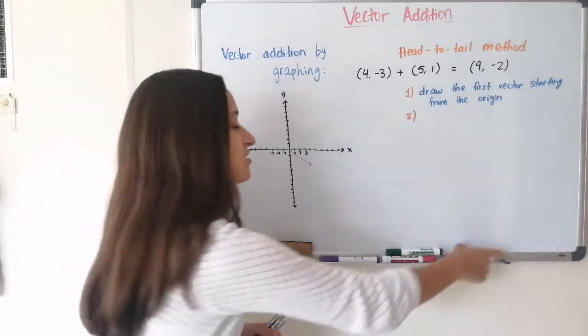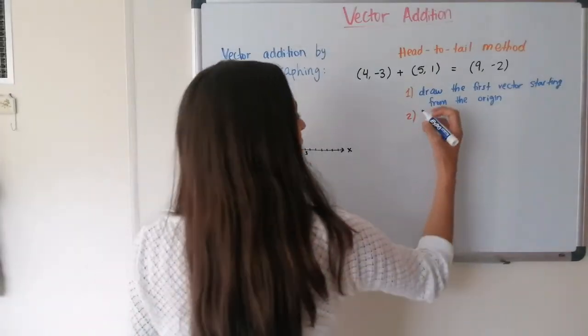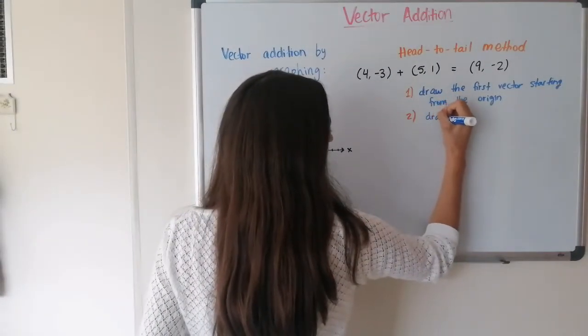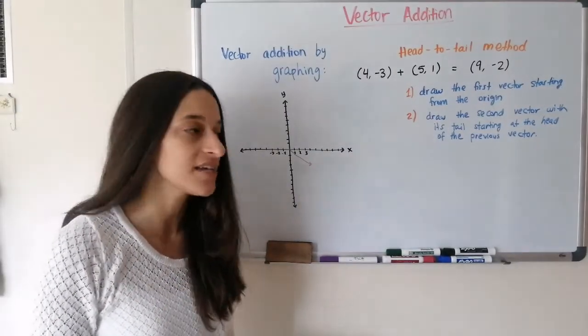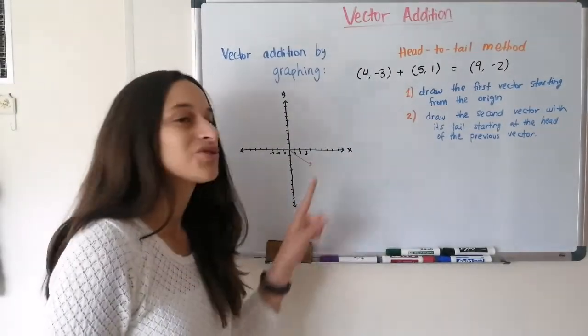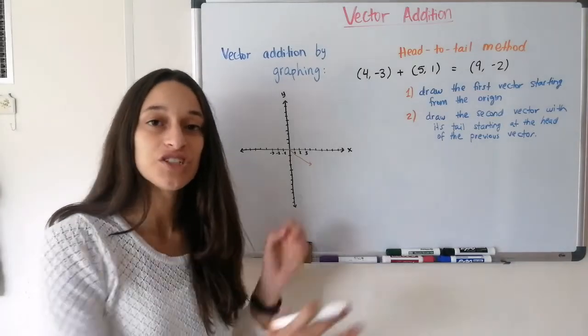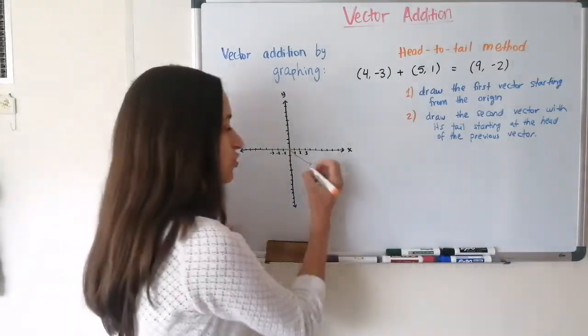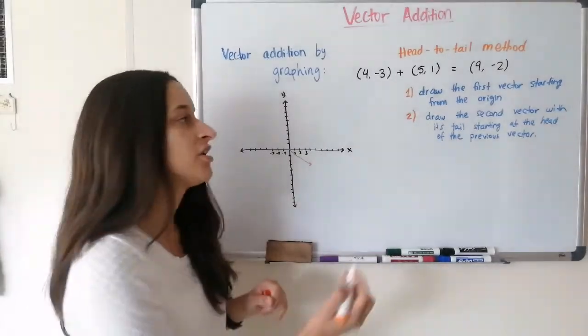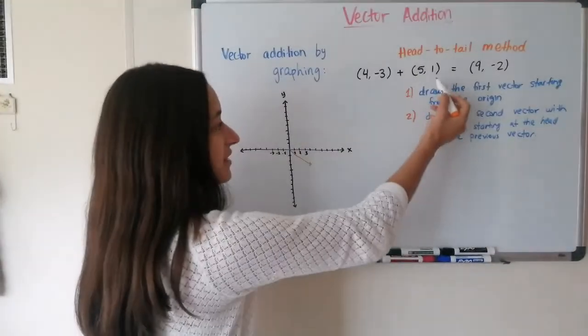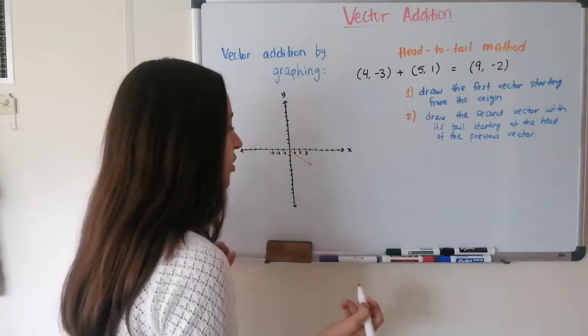You have the head of the first vector and then you start with the tail of the next vector. So let's write it down and see what that means. You need to draw the second vector with its tail starting at the head of the last one. The head of the last one is here. So it's as if you were shifting the whole coordinate plane so that the new origin is here. And from here, you start to draw your other vector. So your other vector is 5, 1. That means 5 to the right and 1 up.